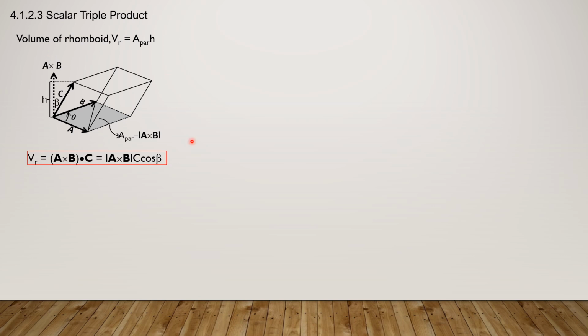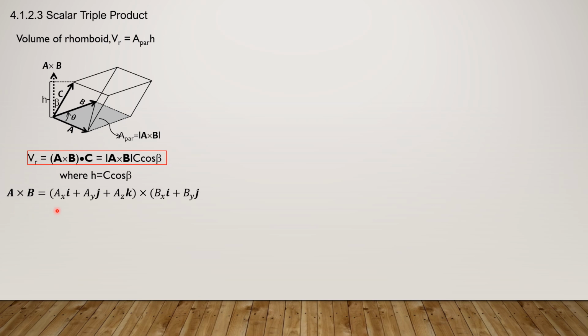So the scalar triple product therefore is a scalar. And if you want to express that scalar as a vector, then we have to multiply that scalar magnitude with another unit vector of a certain direction.